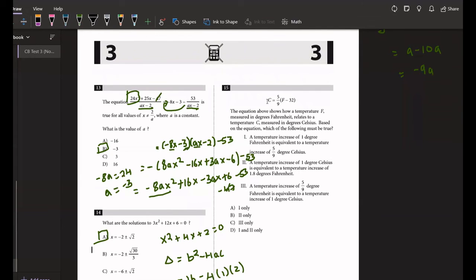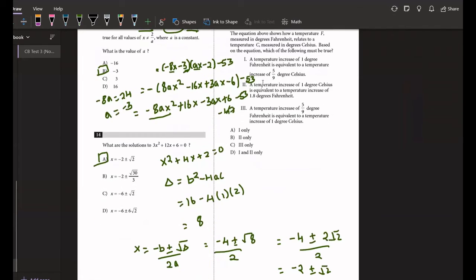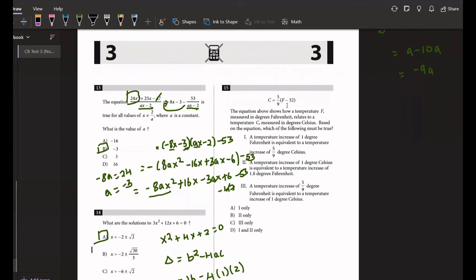C is referred to as 5 over 9 times F minus 32, which is the relation between Celsius and Fahrenheit. And we'll see: a temperature increase of 1 degree Fahrenheit is equivalent to a temperature increase of 5 by 9 degrees Celsius, which is correct. To take an example, you can take F as 33. If you put that in the equation, C becomes 5 over 9 times 33 minus 32, which is 1.